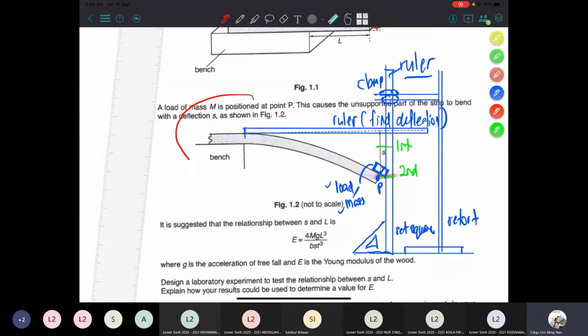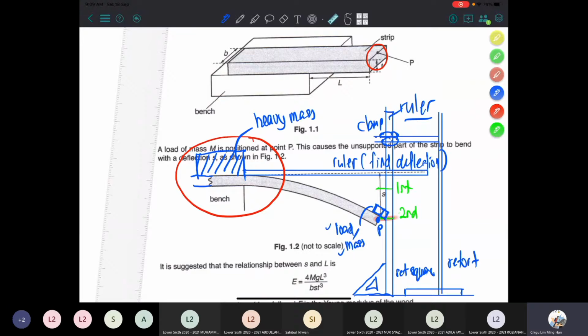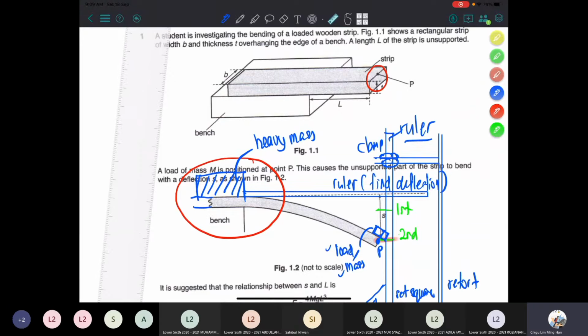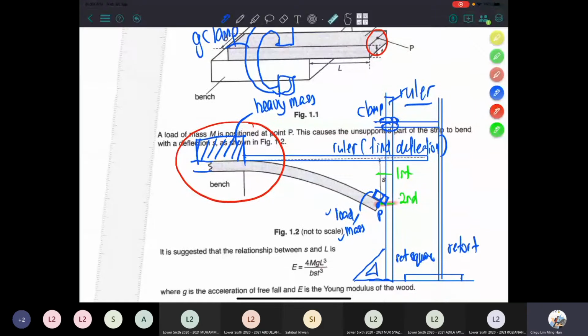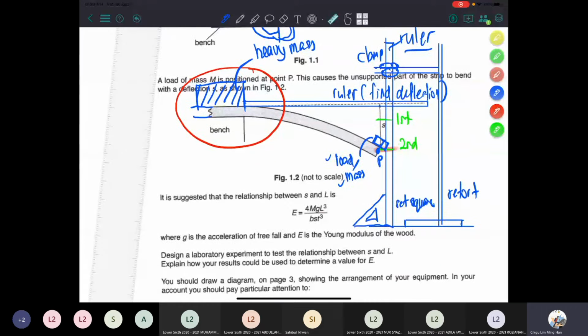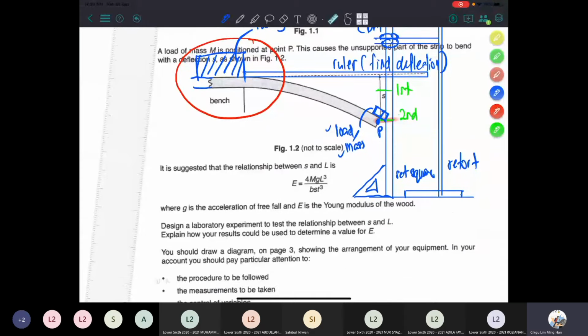And then the next thing is over here. You need some sort of a support to make sure that the strip does not fall down from the bench. There are many things you can do. You can put a very heavy mass on top of the strip, or you can use some sort of a clamp, a G clamp over this strip here, so it will not fall down. This is something that they want to see from your question number 1.